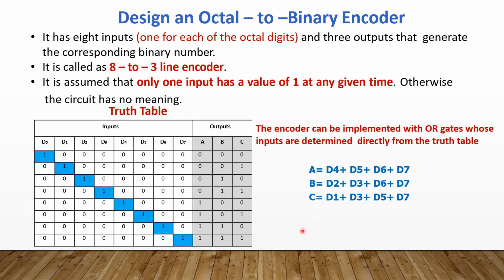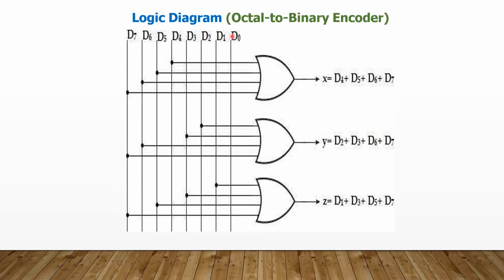Now we can draw the logic diagram for this octal to binary encoder. This is the logic diagram. The inputs are D0 to D7, and simply by connecting OR gates we get the outputs X, Y and Z.